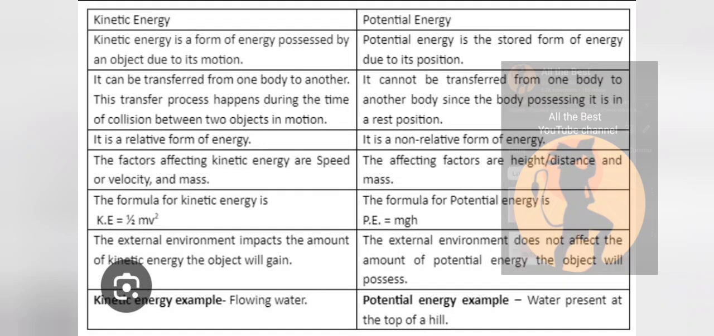The factors affecting kinetic energy are speed, velocity and mass. The factors affecting potential energy are height, distance and mass. The formula for kinetic energy is K equals half m v squared. For potential energy, the formula is P equals m g h. The external environment impacts the amount of kinetic energy the object will gain. The external environment does not affect the amount of potential energy the object will possess. Kinetic energy example: water flow. Potential energy example: water present at the top of a hill.